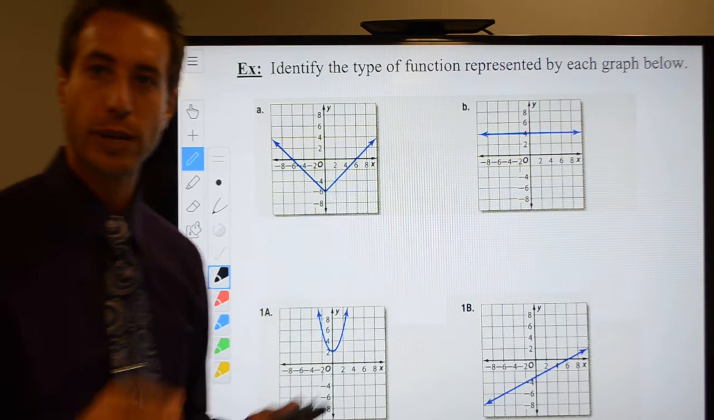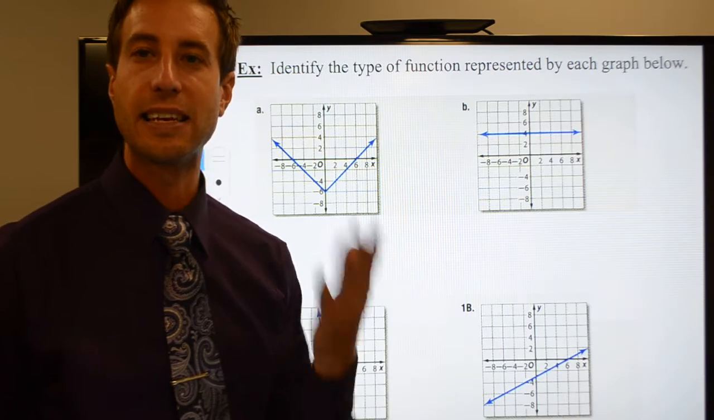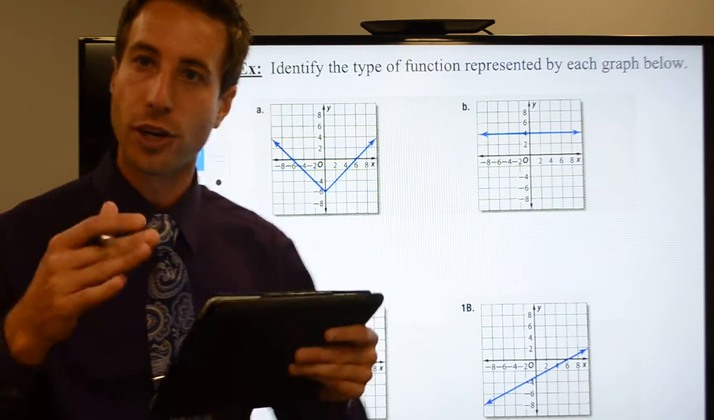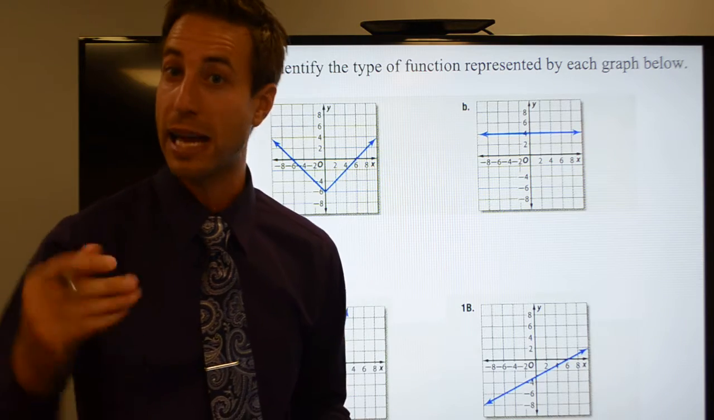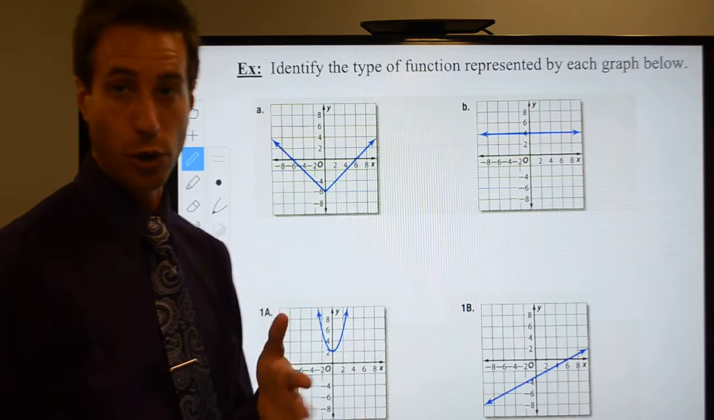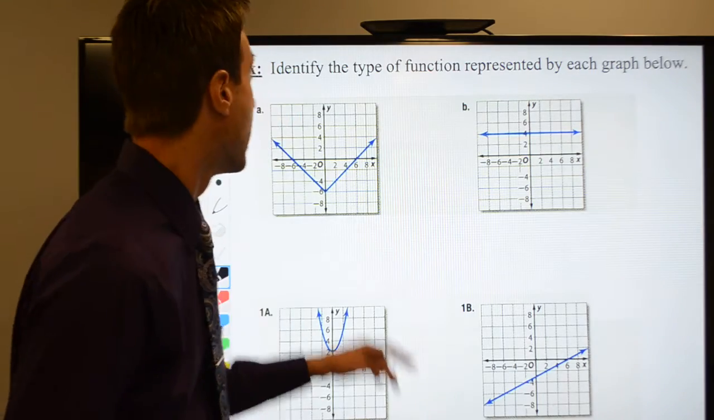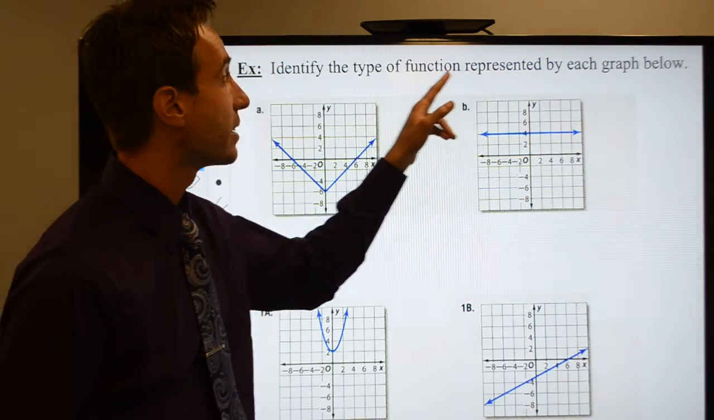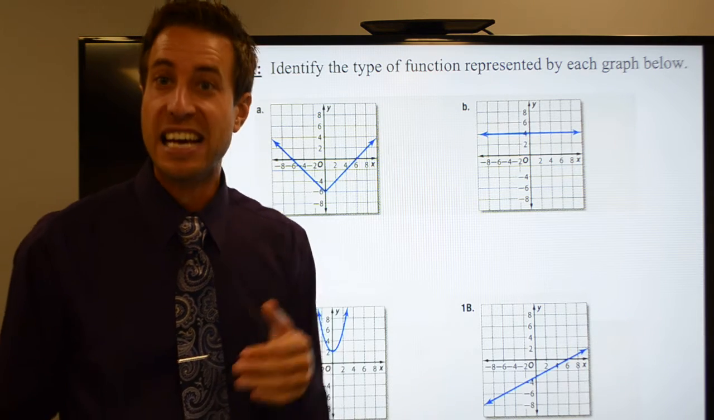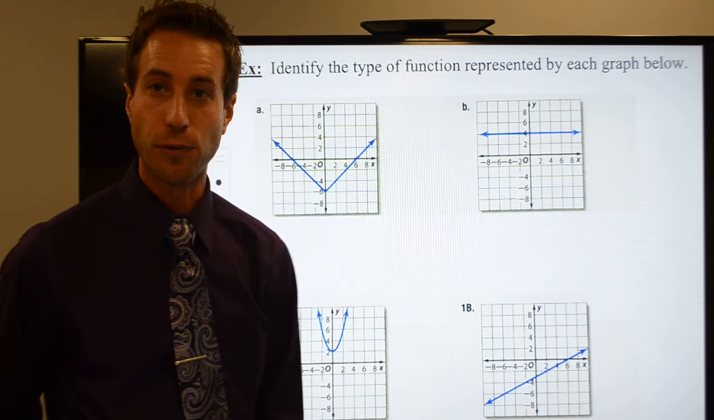Now what I'm going to ask you to do on this page is, we just looked at the four common types of graphs that we see in algebra: the constant function, the identity function, the absolute value function, and the quadratic function. What I'm going to ask you to do, both on quizzes and tests and in the homework, is identify the type of function represented by the graph below. Look at the graph, tell me which of those four types it is.